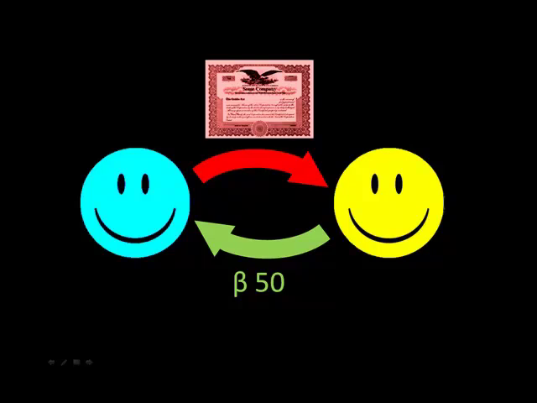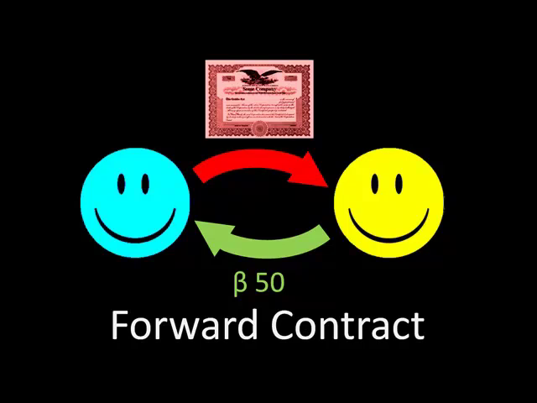Over the week, the price of the stock could have gone up or down and now be completely different from where it was. But we agreed at 50, and that's how the trade is made. This is known as a forward contract, where the deal is made up front and delivered on later.